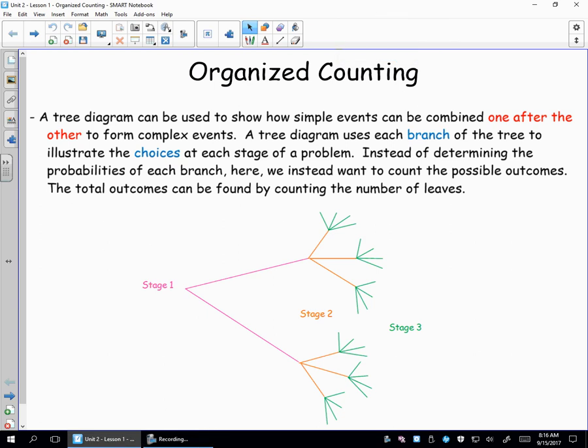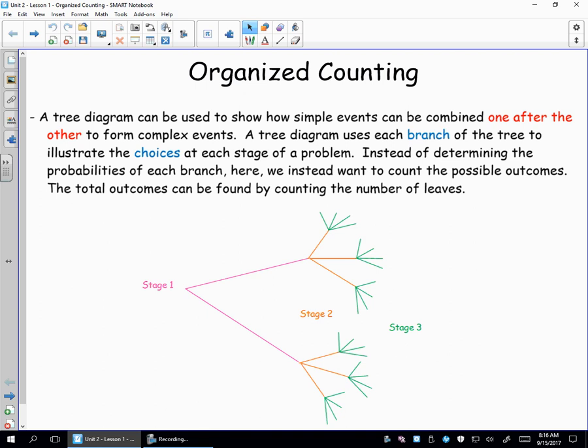In this lesson, we're going to explore the idea of organized counting. So we're going to put probability away for a little bit. We're not looking at what the outcomes are and how likely they are to happen. Instead, we want to figure out the different combinations of outcomes. We often do this when we look at compound events, so one event happening after the other.